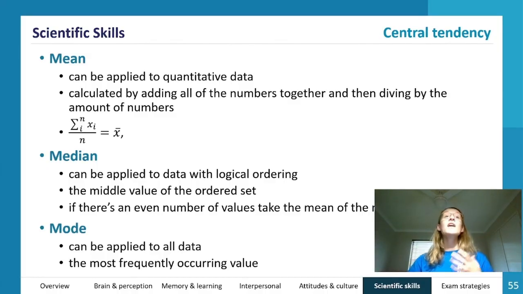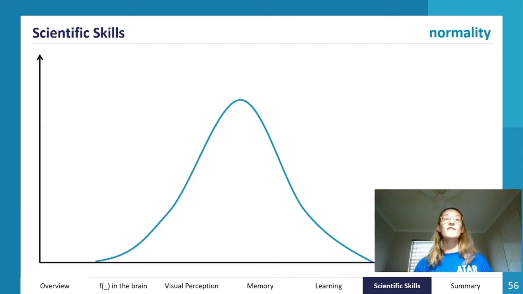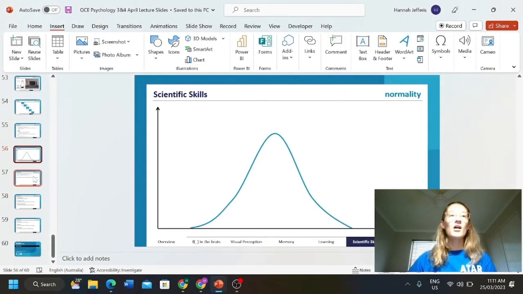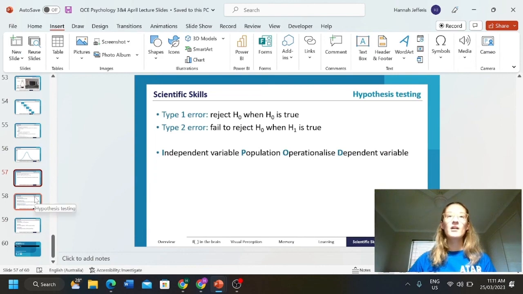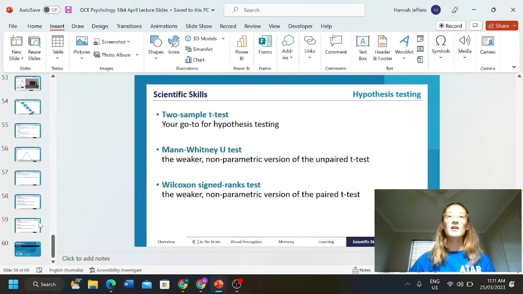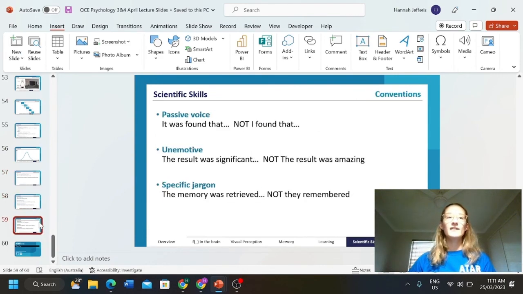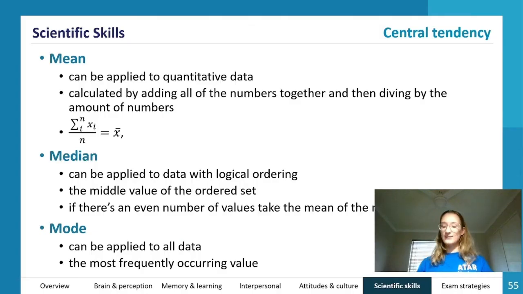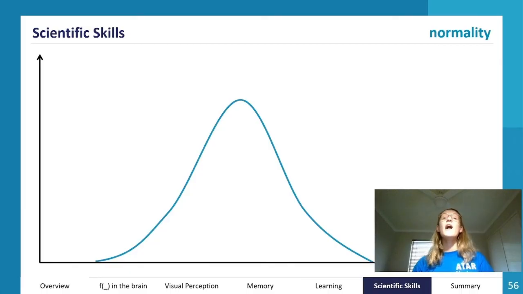So scientific skills: central tendency, we have mean, median, and mode. I'm sure you've covered that in class a lot, so we'll skip over that. We have hypothesis testing and conventions. All right, so let's have a look at these. Like I said, we'll skip over that one a little bit.